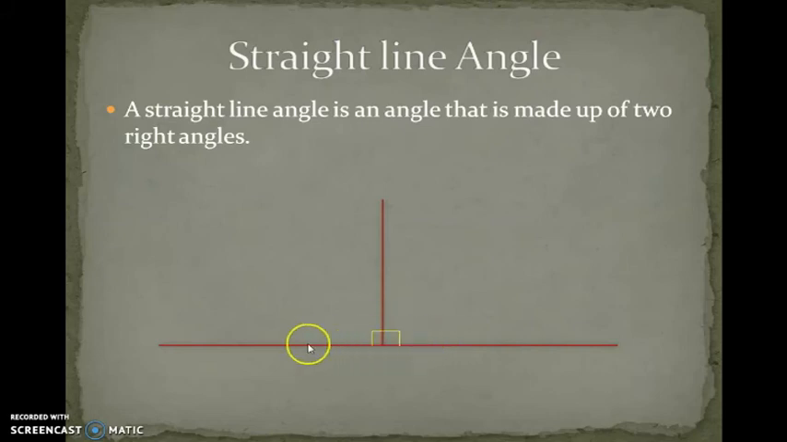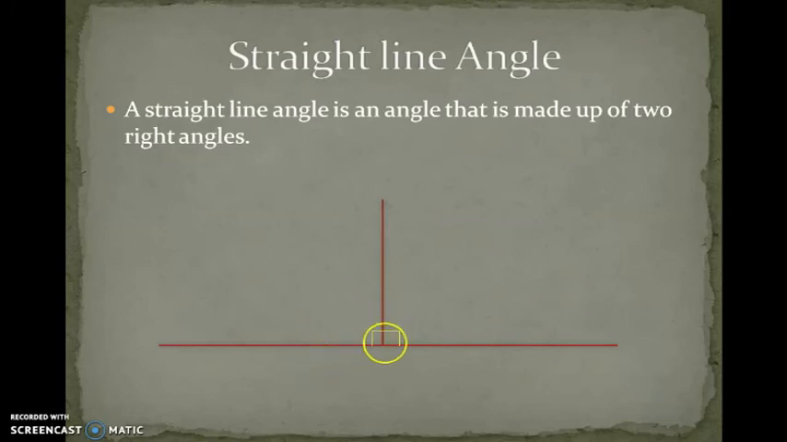So when you have two right angles, it gives you an angle on a straight line, or a straight line angle. So this is the straight line. Any angle on this straight line is referred to as a straight line angle. This is an angle at this point, and this is an angle at this other point. So this is referred to as a straight line angle.